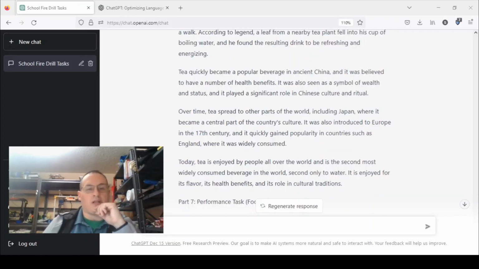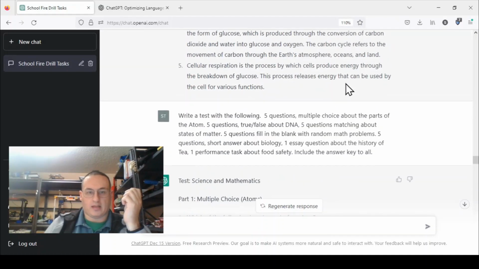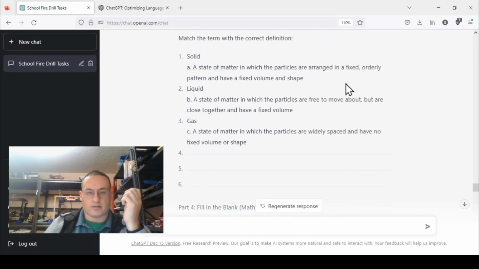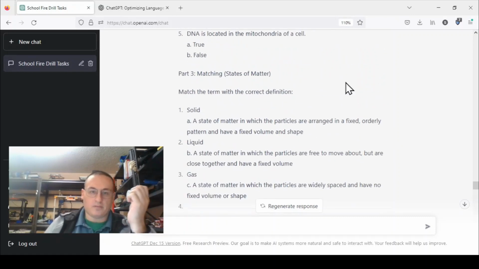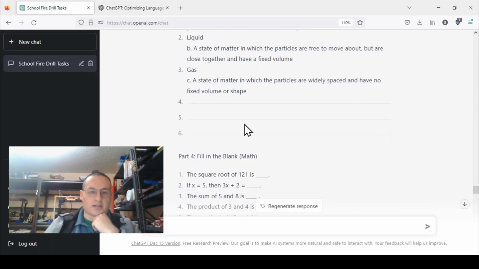Now, when it came to this one, I think I probably put in too much because when it came to the matching section, I think my content area talking about states of matter was the problem. There's only 3 states of matter, and I asked for 5. So I think I caused an error here, which is why it gave me just some blank lines. I basically asked it for more questions than it understood there to be.